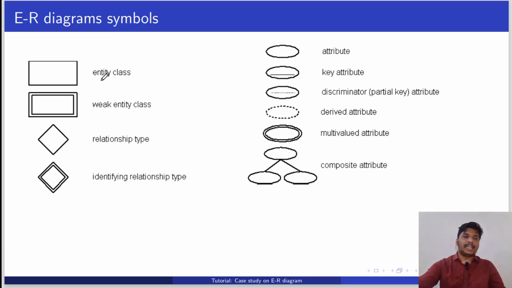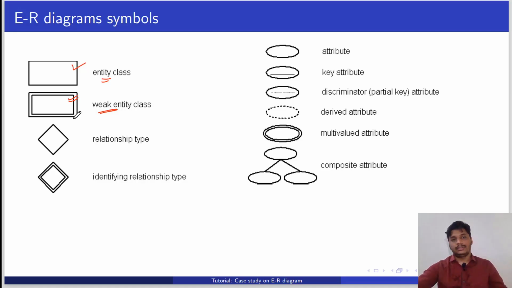First is entity class. An entity is represented by a rectangle. A weak entity class is represented by a double rectangle. So what is a weak entity class here? It is an entity set which does not have sufficient attributes to form a primary key, which means it depends on another entity for its existence.